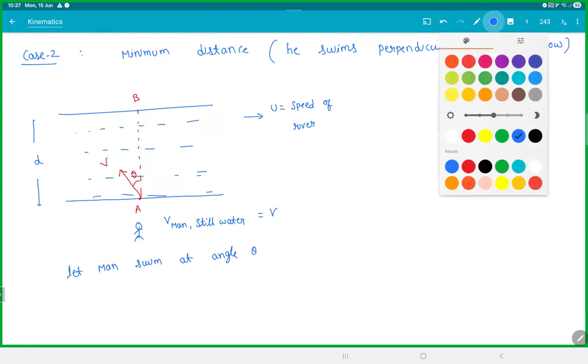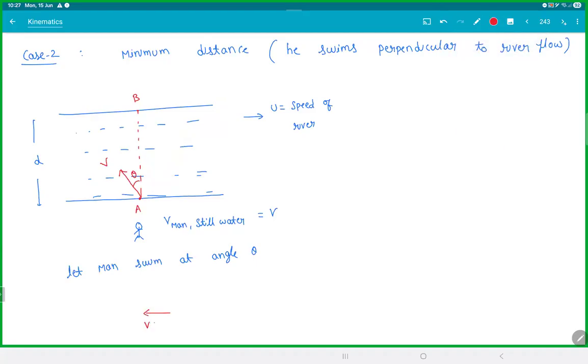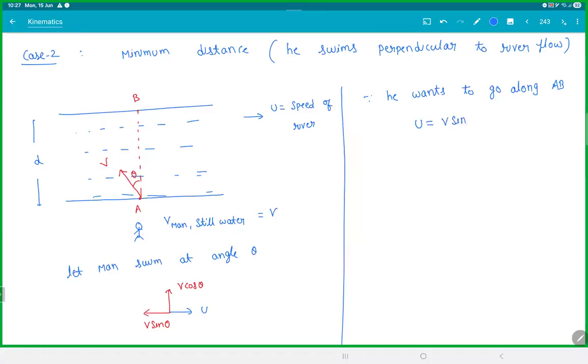If you look at the man's velocity, there is a V sine theta component dragging him to the left. The V cos theta is actually trying to cross him, but the river is pushing you to the right side. Be careful here. We don't subtract the river's velocity. The river's speed will add up. So these are the vectors. Now, how does he want to go? He wants to go straight, right? Therefore, the horizontal component must be 0. Since he wants to go along AB, the horizontal component u must be equal to V sine theta. There we get sine theta is equal to u by V.